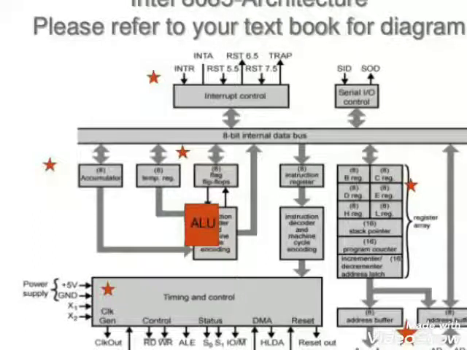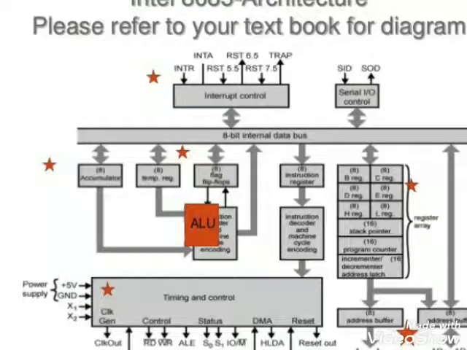Timing and control unit. It is the control section of the microprocessor. It controls all the operations of the microprocessor and peripheral devices. The basic purpose of the timing and control unit is to synchronize all the microprocessor operations with the clock. Depending upon the machine cycle received from the instruction decoder, it generates timing and control signals.